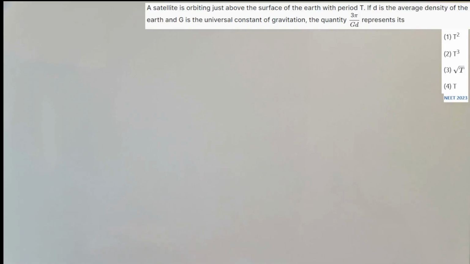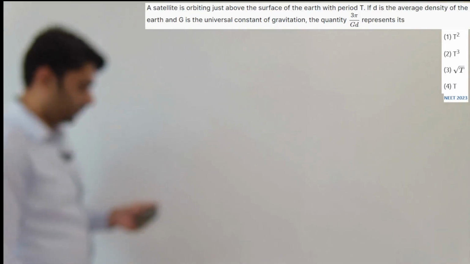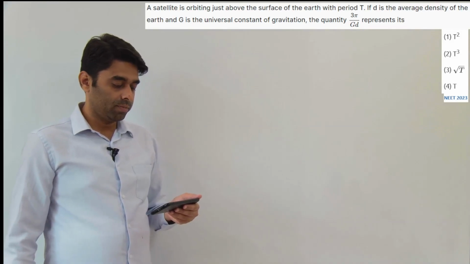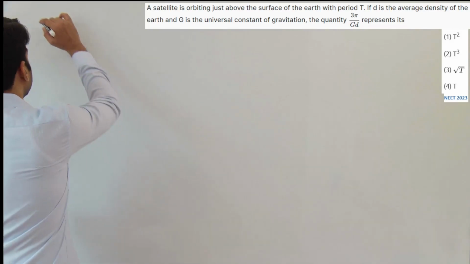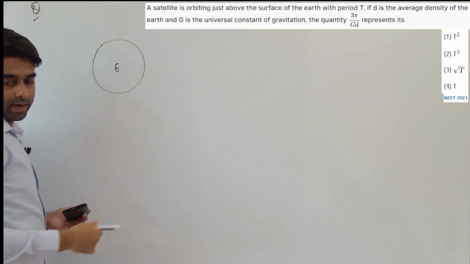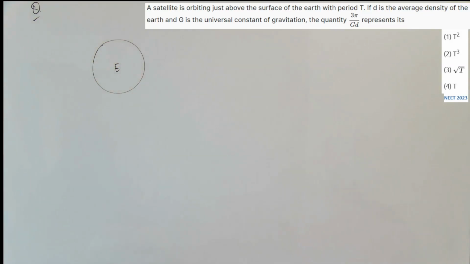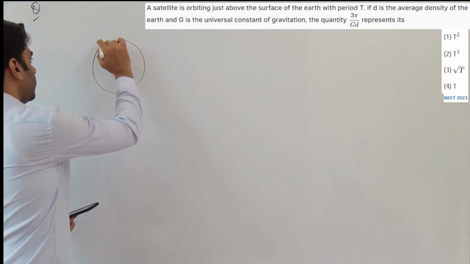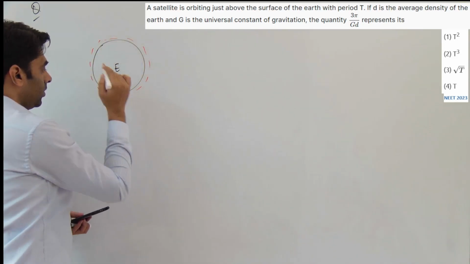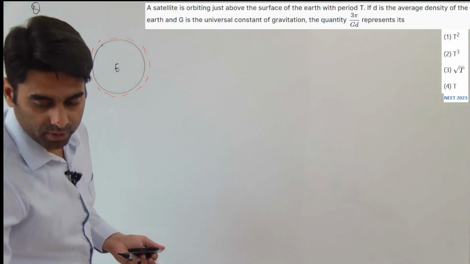So our first question is: a satellite is orbiting just above the surface of Earth with period T. Let's say Earth is there and a satellite is orbiting just above the surface. So basically, what information do we get from this?